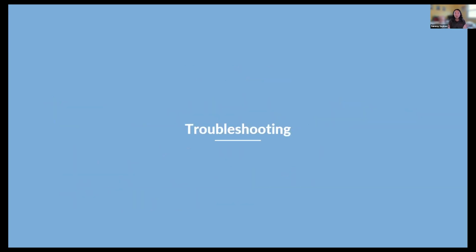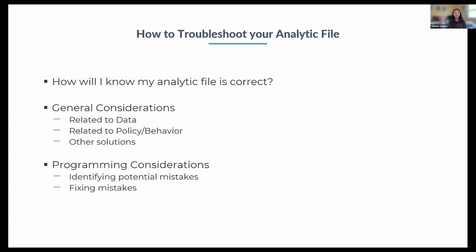So let's talk about troubleshooting now. When talking about troubleshooting your analytic file, the first thing is: is my analytic file actually correct? And some ways to think about what's happening in your analytic file. Is it an issue concerning data? Is it an issue concerning policy behavior? What other resources could be out there to help you solve things? And then some programming considerations. Most of the ones I'll talk about are SAS-centric, but they're very high level. I think they can apply to most programming languages.